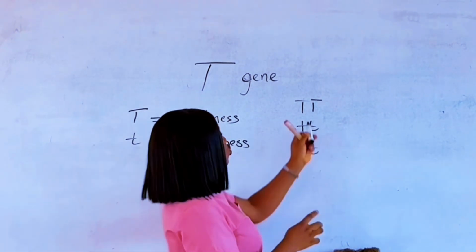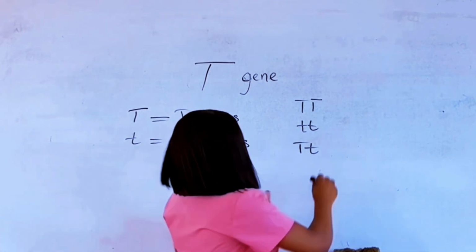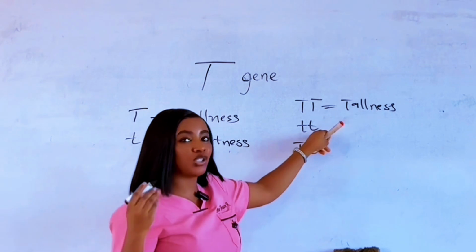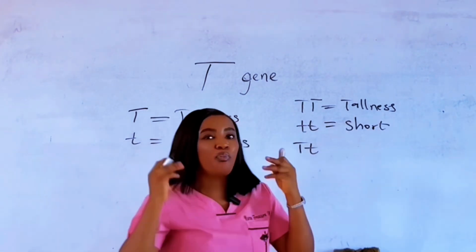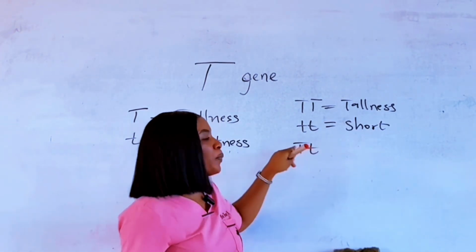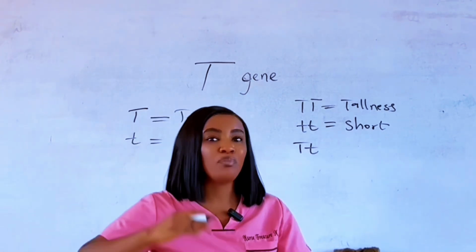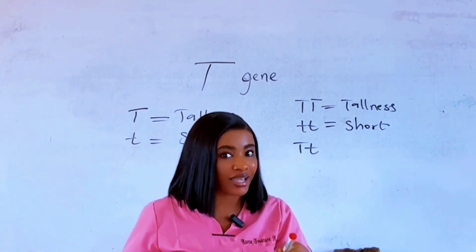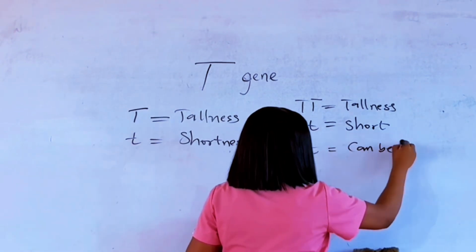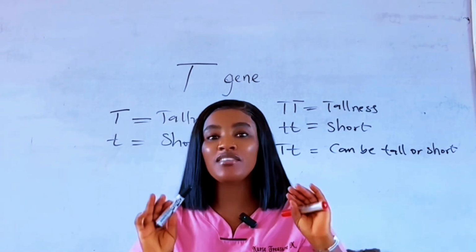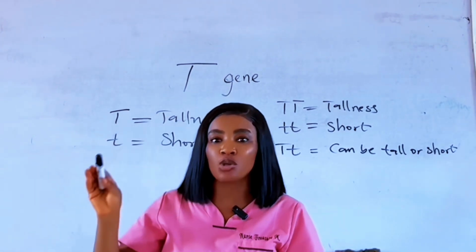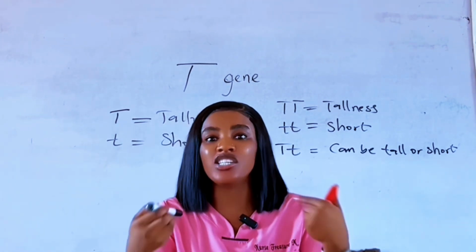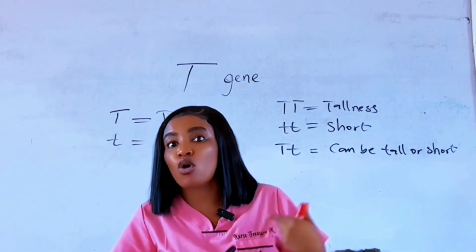Now, people that have two capital T's are usually tall. People that have two small t's are usually short. But people that have a combination of a capital T and a small t can either be tall or short, depending on which gene is recessive or dominant in them. For example, if someone that has a combination T appears tall, it simply means that their capital T is dominant in them, while their small t is recessive in them. But they can still pass that small t to their children.